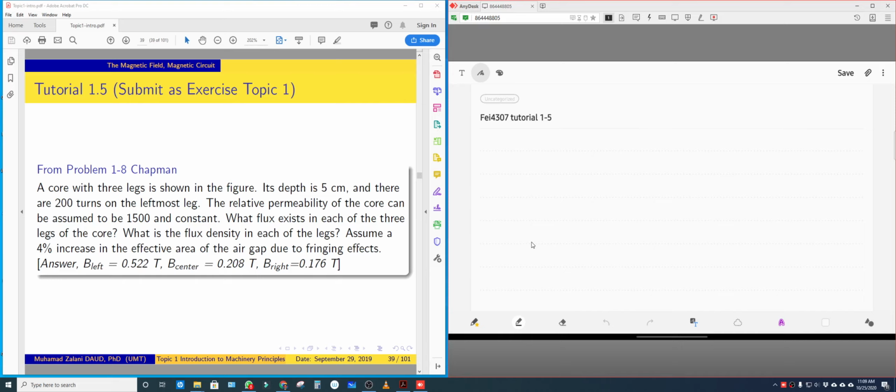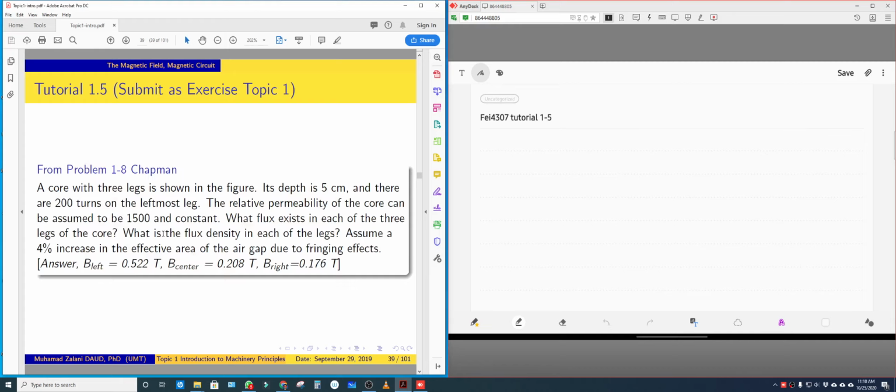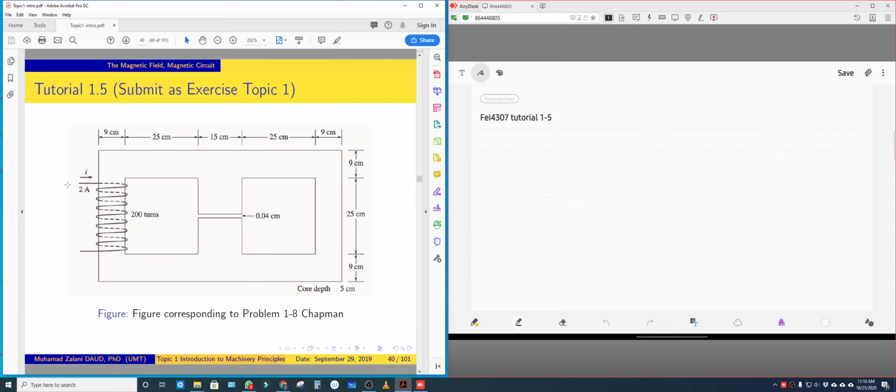A core with 3 legs is shown in the figure. So this is the core with 3 legs: 1, 2, 3. The depth of the core is 5 cm, and there are 200 turns on the leftmost leg. Daripada yang kiri sekali ni masuk wire di winding about 200 turns and then current masuk. Dan akan menyebabkan flux mengalir lah di dalam core ini dan pass through the middle leg and then the right leg.